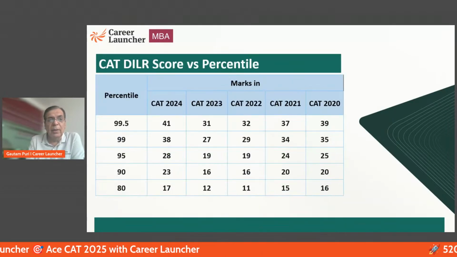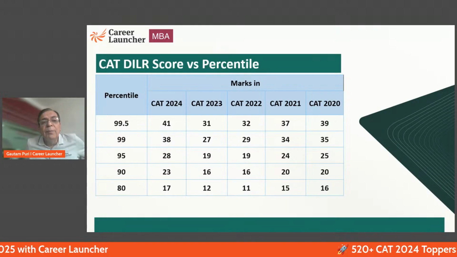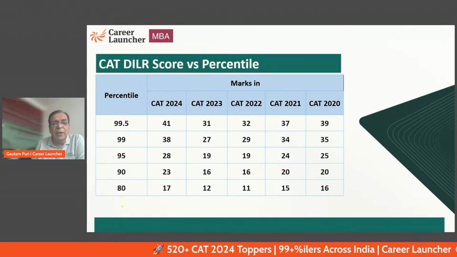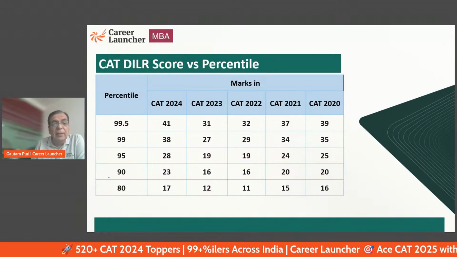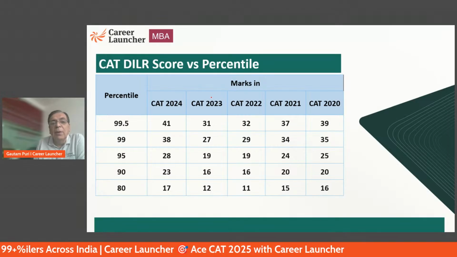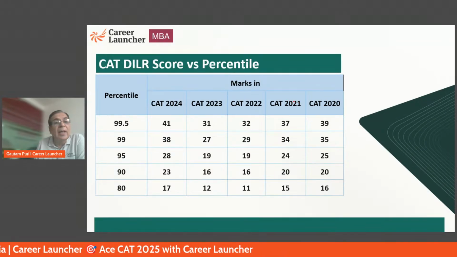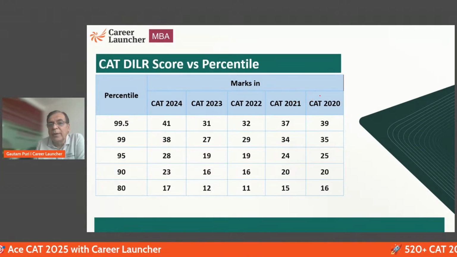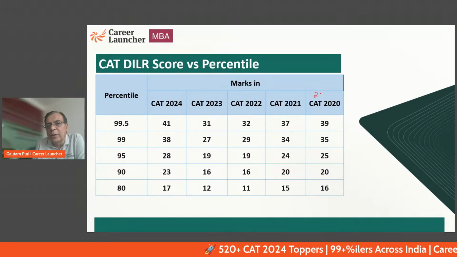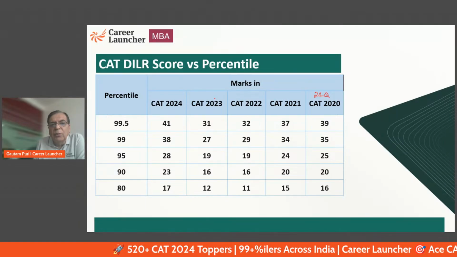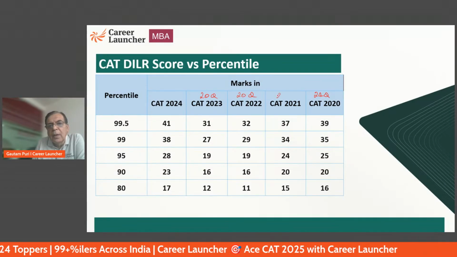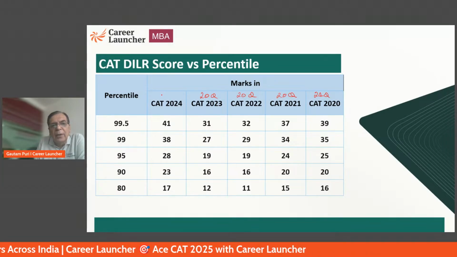Great. So before we do anything else, let's look at the paper as such. The last 5 years, 20 to 24. What is important to understand when you look at this table is that for CAT 20 to 24, the number of questions each year has varied. CAT 2020 had 24 questions. 21, 22, 23 had 20 questions each, and CAT 24 had 22 questions.